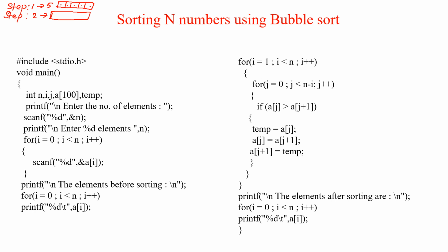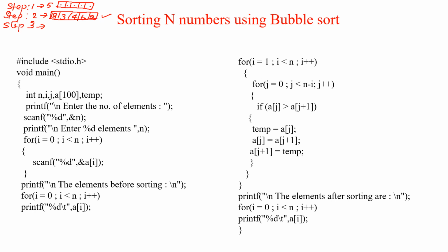Now you are going to enter each element one by one. 1, 2, 3, 4, 5, right? So what are the elements? Let me take the previous example: 8, 3, 4, 6 and 2. Okay, so these are the elements you're going to enter. That is your step 2. Once your elements are entered, these are the elements before sorting, right?